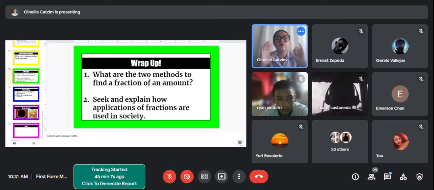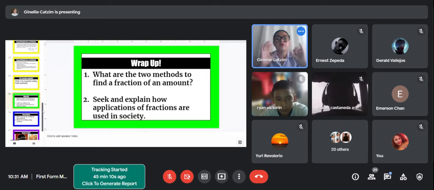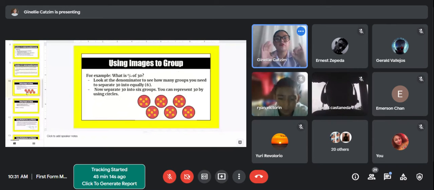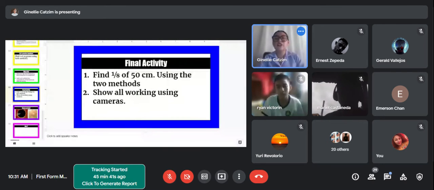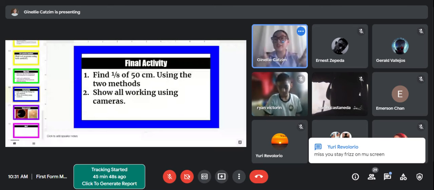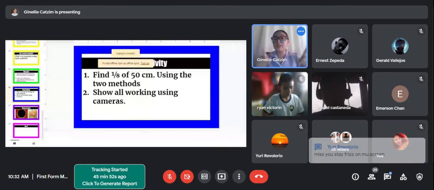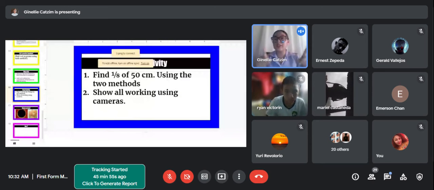First, we have creating images to group, using images to group, and the second one using multiplication and division. I'll give you 2 minutes and then we just share using our cameras, right? Using the two methods, we use the images to group. Let's do that quickly.